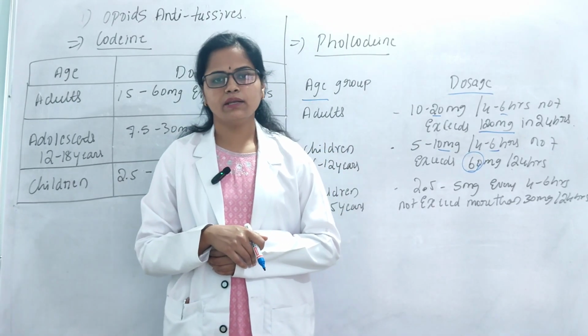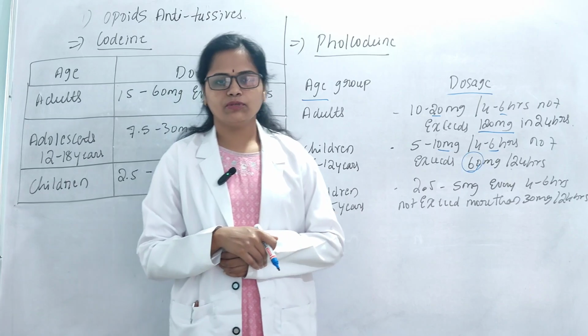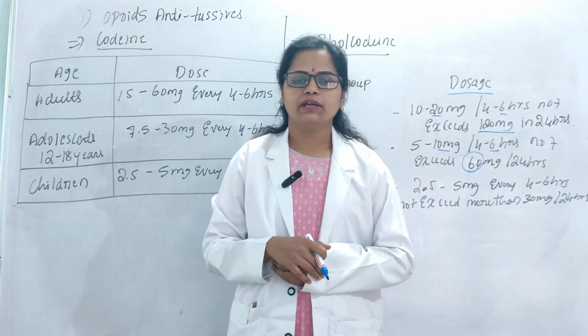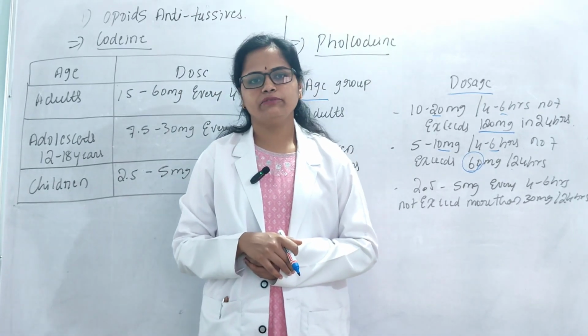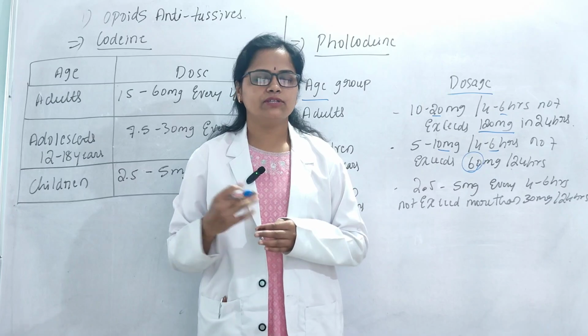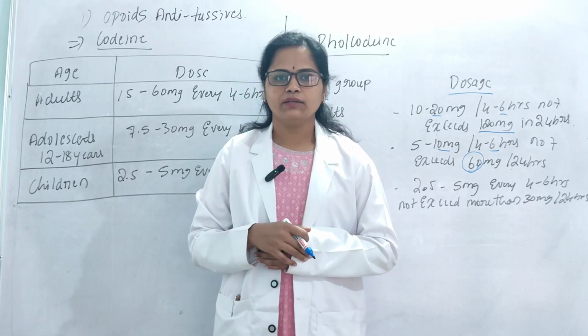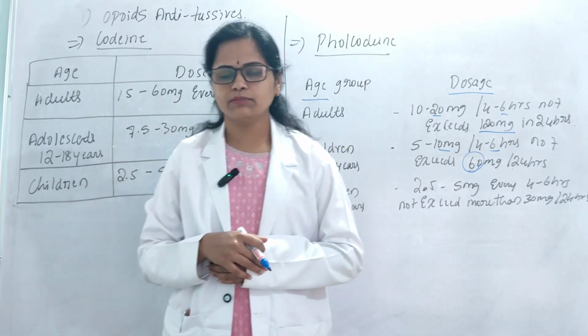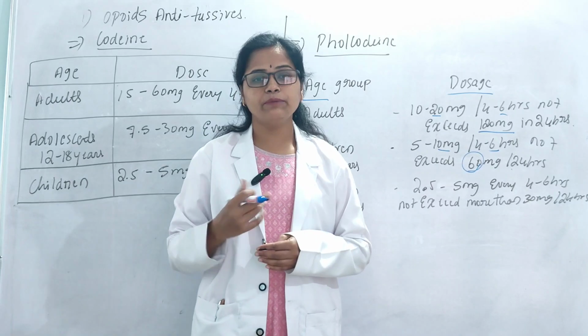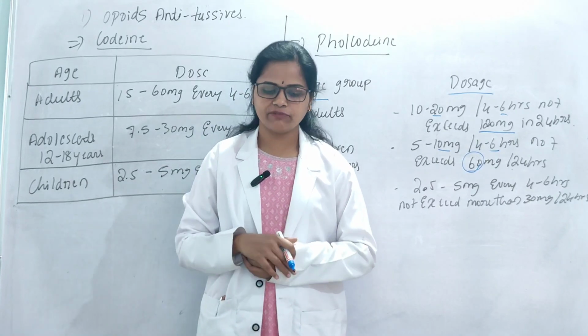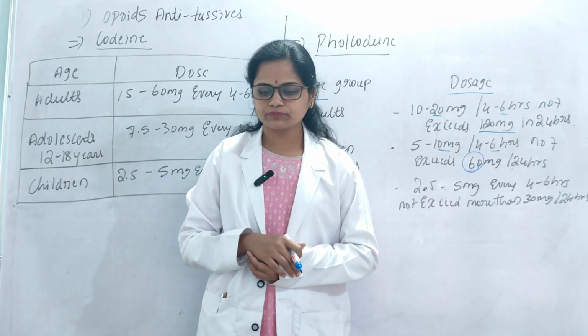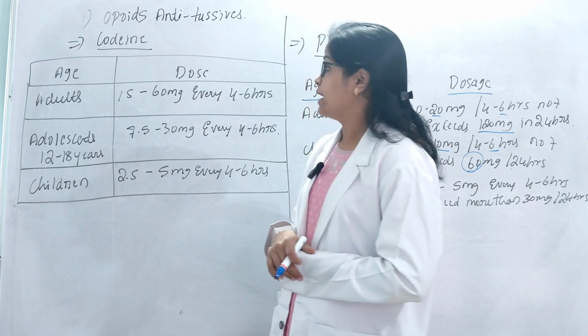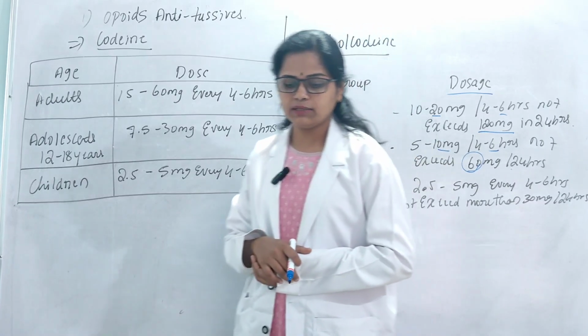Next are the side effects. Usually the patient may have headache, nausea, vomiting, and blurred vision, and sometimes GI disturbances and diarrhea. Sometimes the patient may feel sleepiness. These are the common side effects of opioid antitussives.